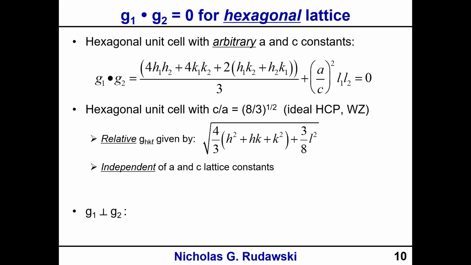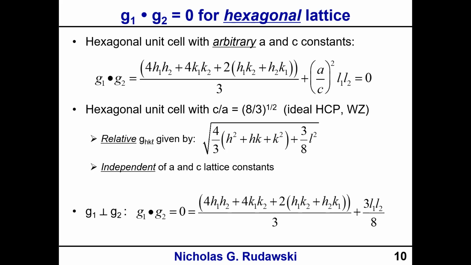So as far as our perpendicular G vectors are concerned, we can substitute in the A over C in the above equation, and we end up getting this. So this is our equation for the dot product of two G vectors in a hexagonal lattice, again assuming that the C/A ratio is equal to the square root of 8/3. My apologies there.